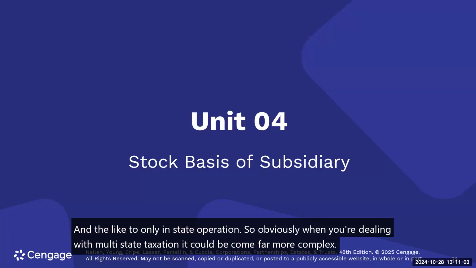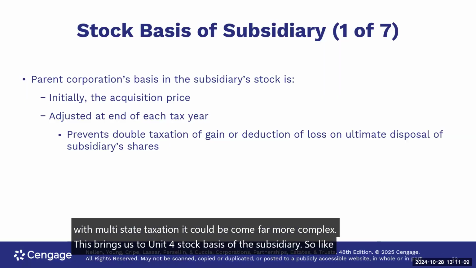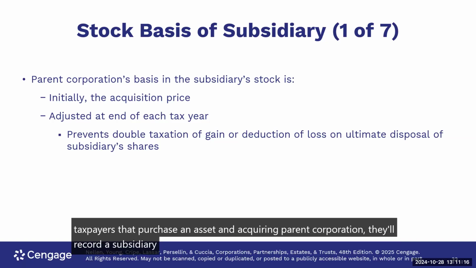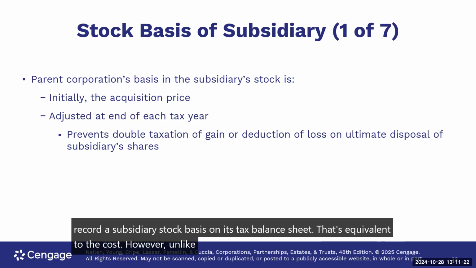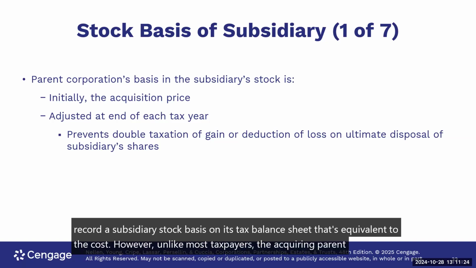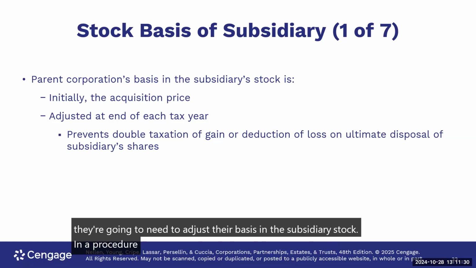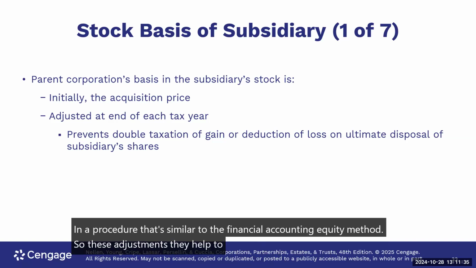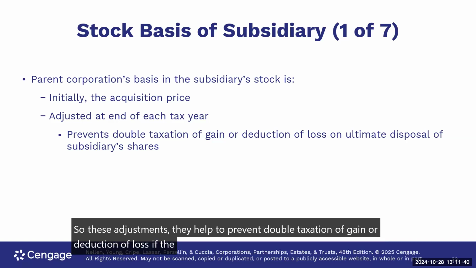This brings us to Unit 4, stock basis of the subsidiary. Like most taxpayers that purchase an asset, an acquiring parent corporation will record a subsidiary stock basis on its tax balance sheet that's equivalent to the cost. However, unlike most taxpayers, the acquiring parent corporation is going to need to adjust its basis in the subsidiary stock in a procedure that's similar to the financial accounting equity method. These adjustments help to prevent double taxation of gain or double deduction of loss if the parent later decides to sell the subsidiary shares.